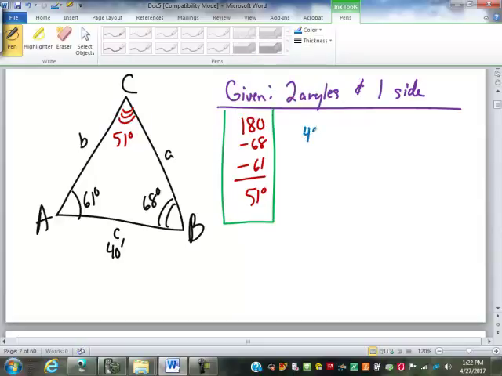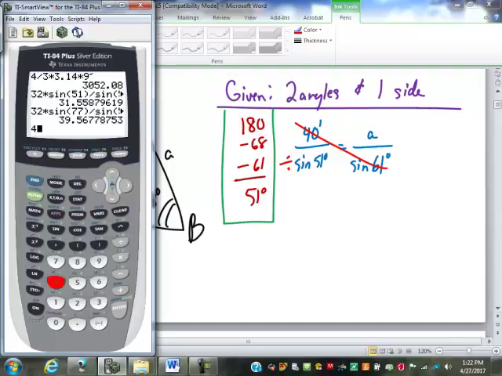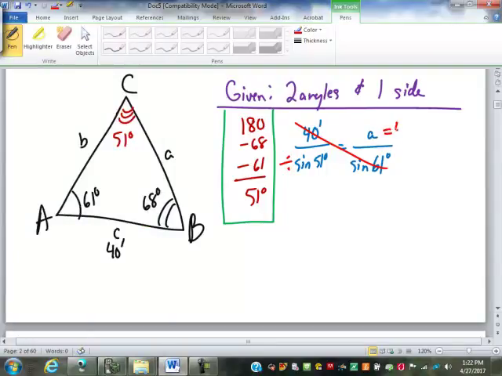We only have one side, so we're going to use the 40. What goes below it? Sine of 51 degrees. Somebody tell me, A or B, do we want to find first? A. Over the sine of? 61 goes with A. Cross multiply and divide. 40 times the sine of 61 degrees, make sure you close up parentheses again, divided by the sine of 51 degrees. 45.02 feet. That was A.